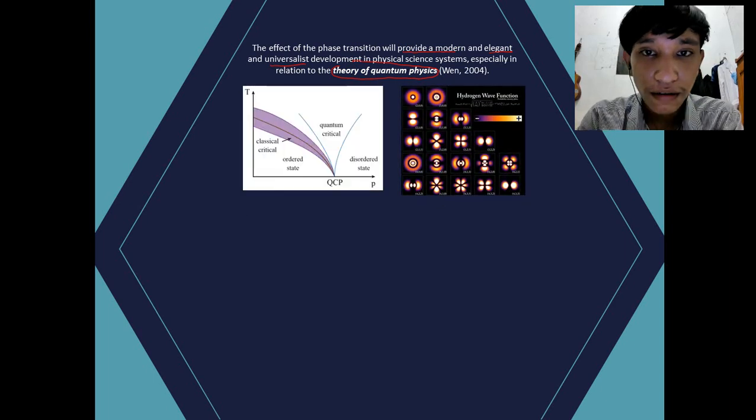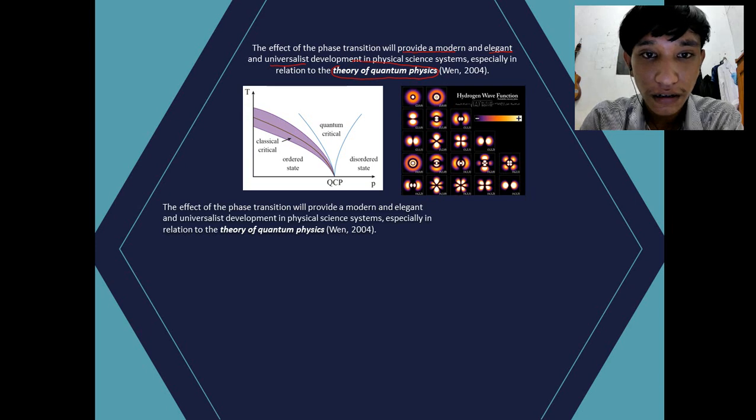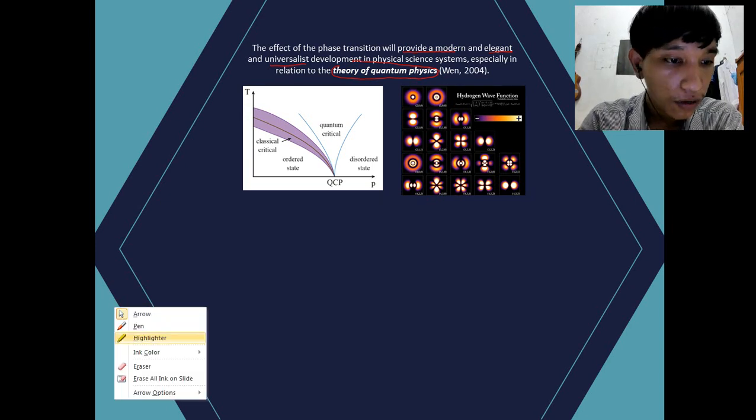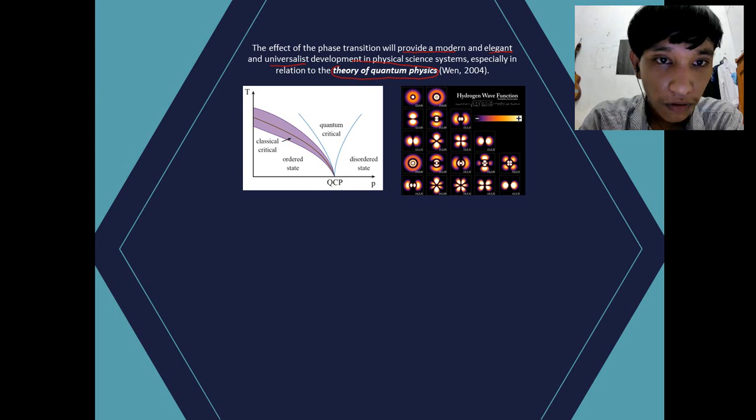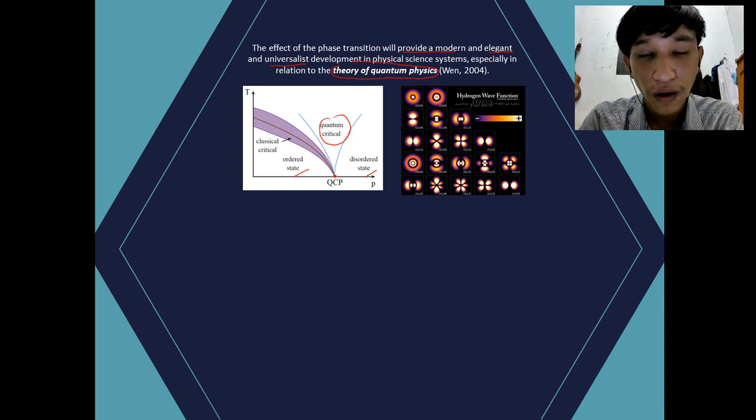You see about the right picture, the hydrogen wave functions. It can be explained about the critical point. For the left figure on the quantum critical point, you can see that in the center is the quantum critical point. On the right are the disordered states. On the left are the ordered states, and the classical critical, the purple color, is the classical critical on the picture.